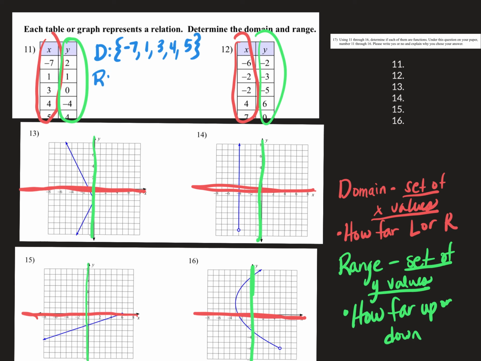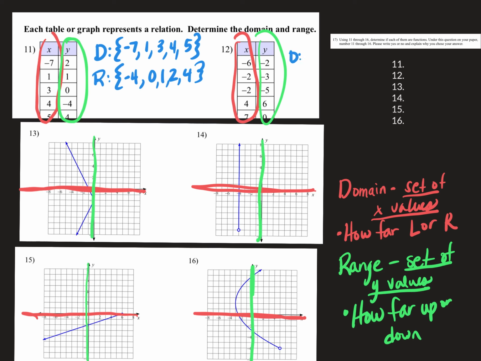The range is the set of y values. You should put them in order from smallest to largest with a comma between each one. I think I got them: -4, 0, 1, 2, and 4. So that's the domain and the range.